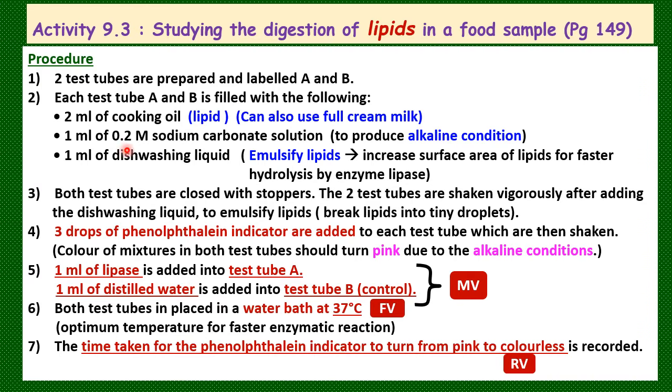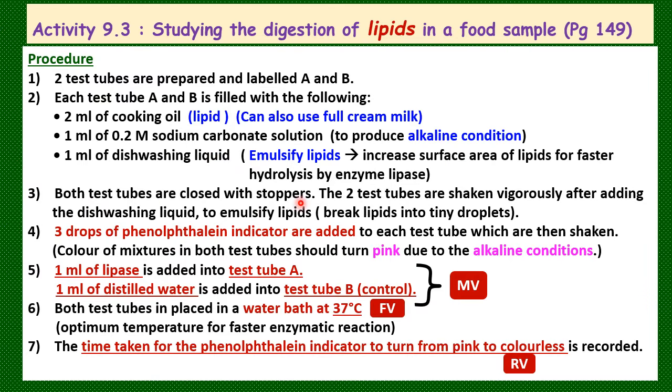Then 1 ml of 0.2 M sodium carbonate solution. Sodium carbonate solution is to produce an alkaline condition of about pH 10 to 11. And 1 ml of dishwashing liquid, it acts like bile salts. It emulsifies lipids by increasing the surface area of lipids for faster hydrolysis by enzyme lipase. So it's not the enzyme, but it acts as an emulsifier.